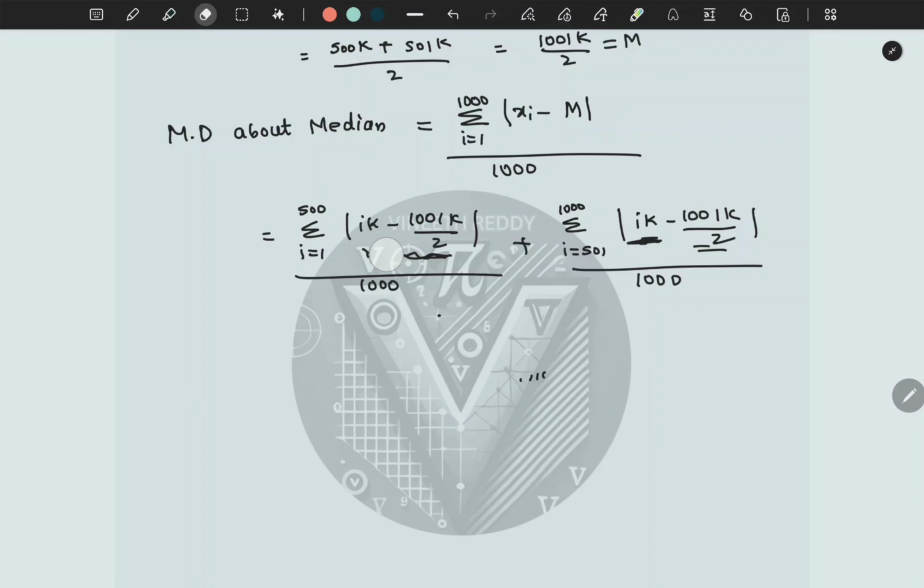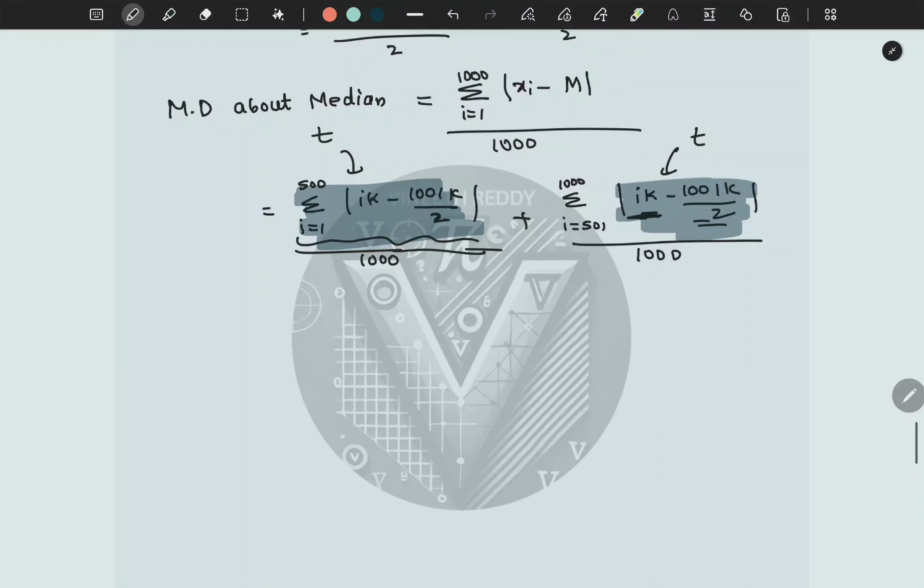So we get an interesting thing here. What I'm trying to say is, if this complete value is t, then this value will also be t. Is that clear? I hope you understood that.